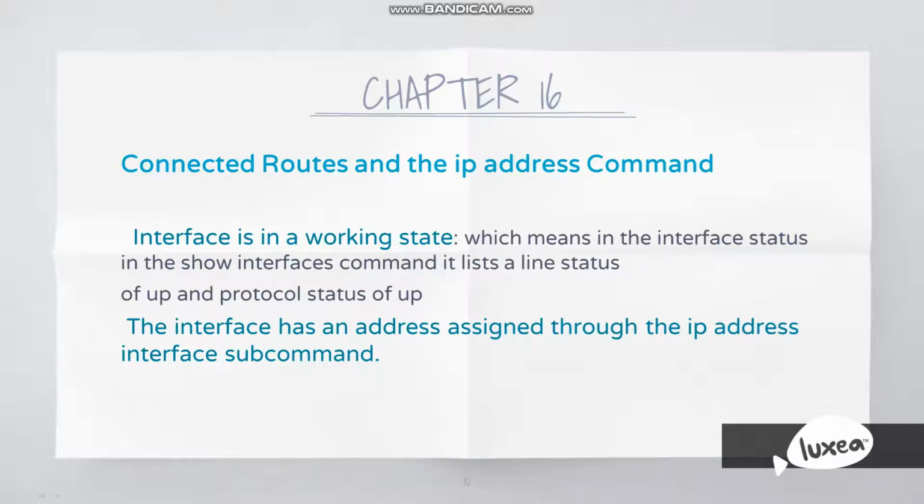Also, the interface has an IP address assigned through the IP address interface subcommand. Connected routes are very easy and basic. Each device requires a subnet number to connect each device so that other routers can route packets to the subnet.